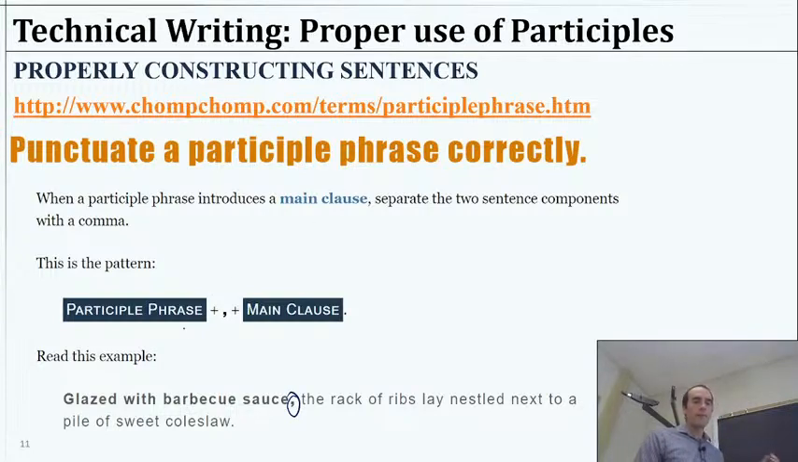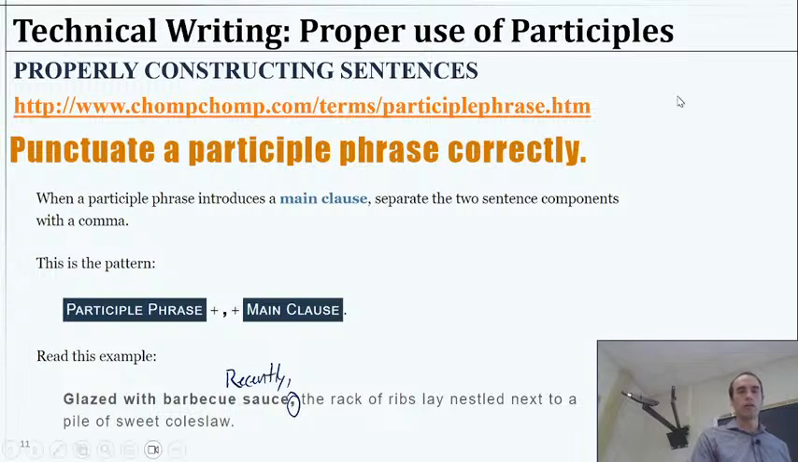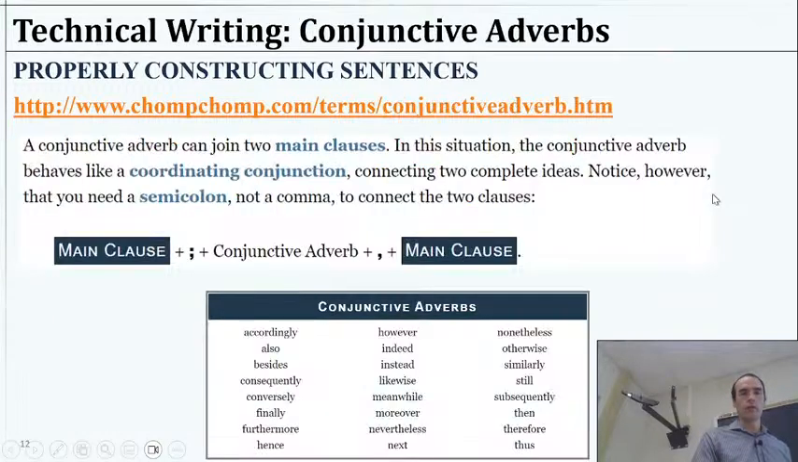There are a lot of ways to use a participle or a participle phrase. You could even just say something like recently. Recently, comma. That would be a participle that's just giving some reference. It's not mandatory for the sentence. That's going to be the pattern here. Okay, there's an article here to take a closer look if you're interested.